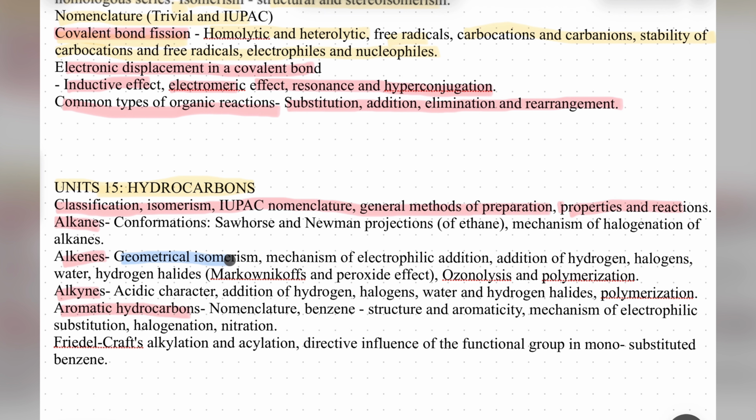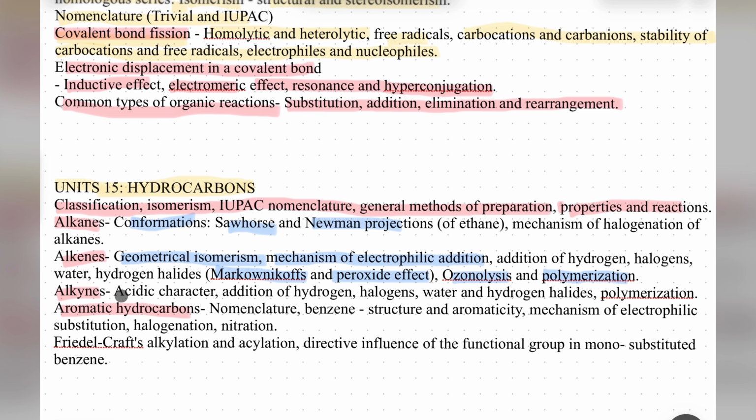Here, in alkenes, geometrical isomerism, right? Electrophilic addition of hydrogen, halogen, water, halides, Markovnikov's rule also there, right? That is anti-Markovnikov's rule also there, ozonolysis also there, right? Next one, polymerization also there. See, in alkane also conformations are given, that is isomerism, right? And Sawhorse and Newman projection formulas of conformations of ethane, halogenation also given.